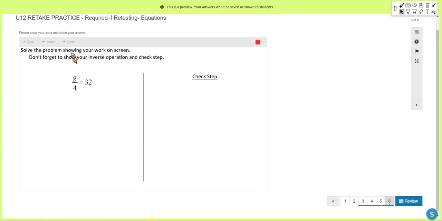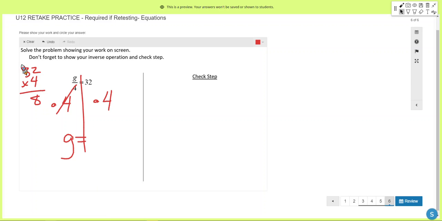All right, our last one here, I have g divided by 4. That fraction bar means division. The opposite or inverse of divide by 4 would be multiply by 4 on both sides. Opposites cancel, so I'm left with a g. Now I have 32 times 4. 4 times 2 gives me 8. 4 times 3 gives me 12, so I get 128. So I have g equals 128.